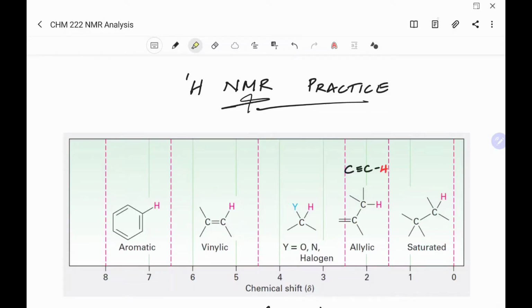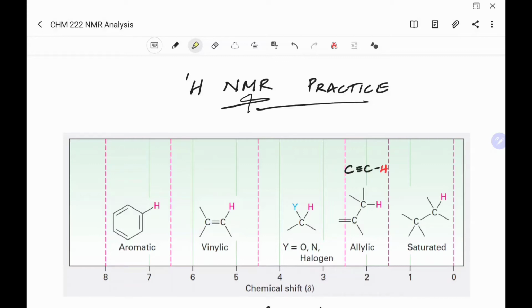Hi guys, this is Dr. G here, and in this video we will take a look at some of the practice problems for proton NMR. Especially in this video, I will be using some simulated proton NMR data, and I will show you how to figure out the structure of a molecule using those NMR spectra.